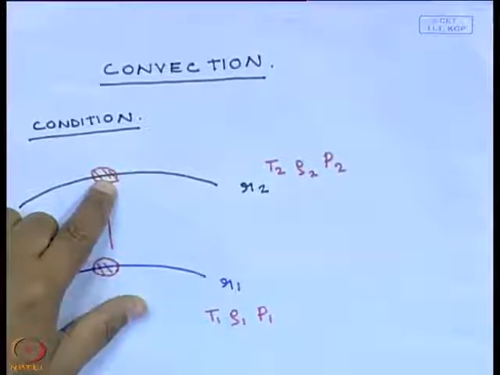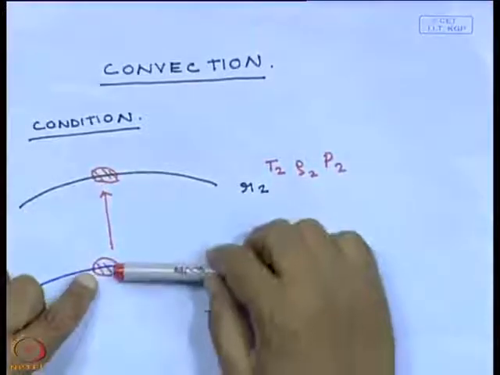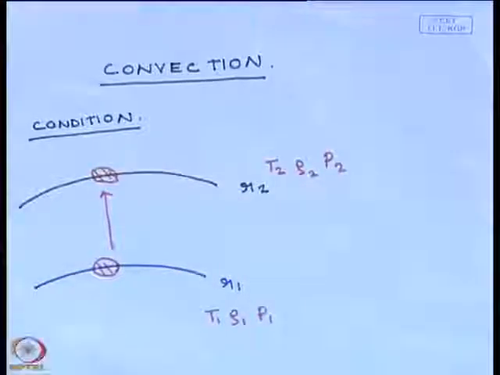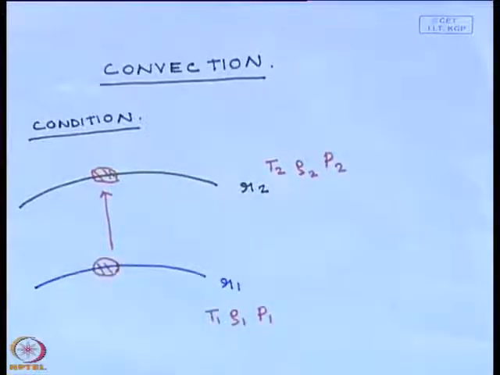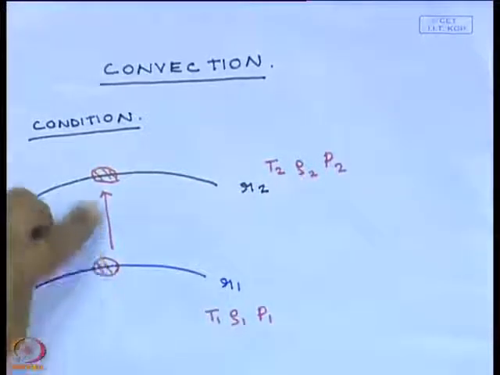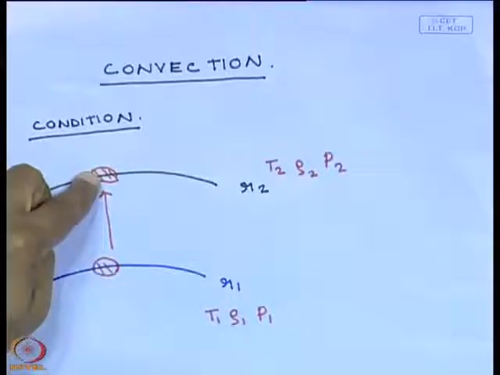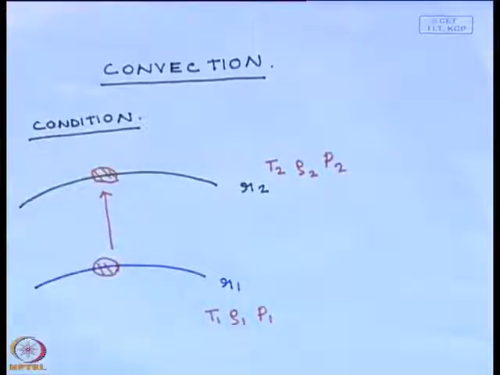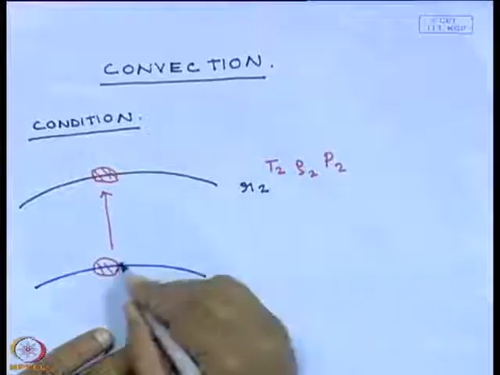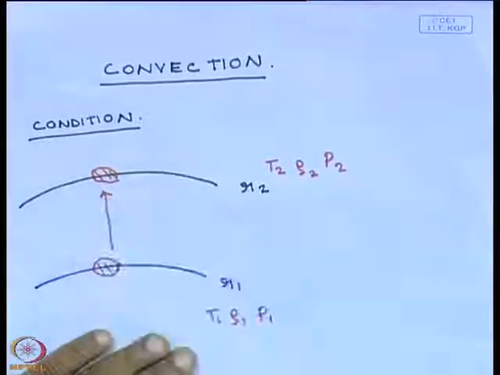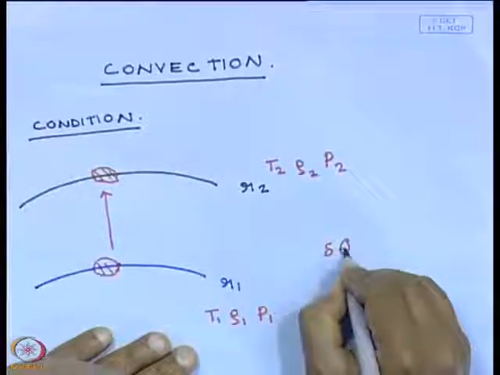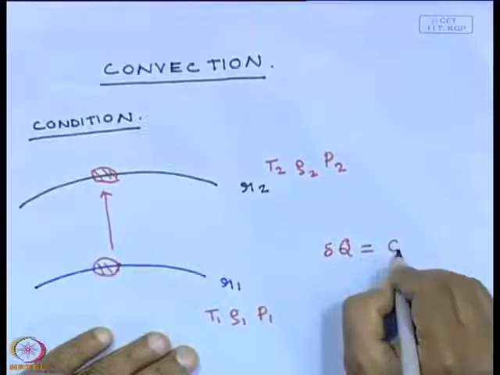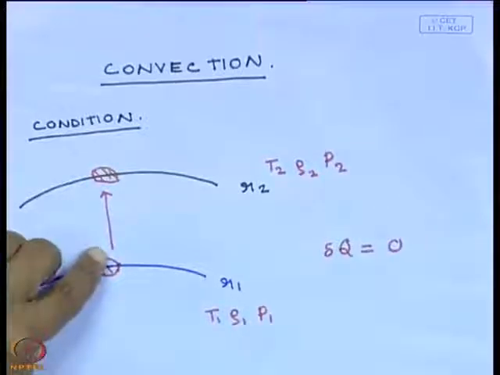And we will assume that it moves from here to here sufficiently fast so that it does not exchange any heat with its surrounding. So, in this process where the bubble moves from here to here, the exchange of heat delta Q is 0. So, it is an adiabatic process.